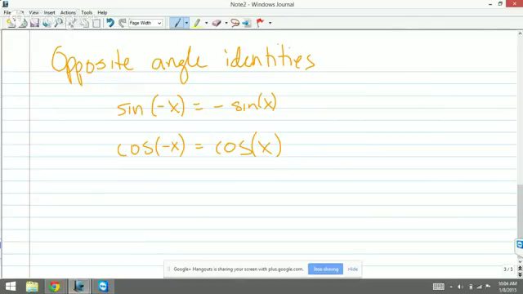Sometimes it's pretty handy to get rid of the negative angle. This allows us to do that. These are telling us that sine negative 45 is equal to the negative of sine 45. Those are equivalent expressions. The cosine one's really neat because the cosine of negative 45 is the same as cosine 45. They give you the same value. So use them as you need them.